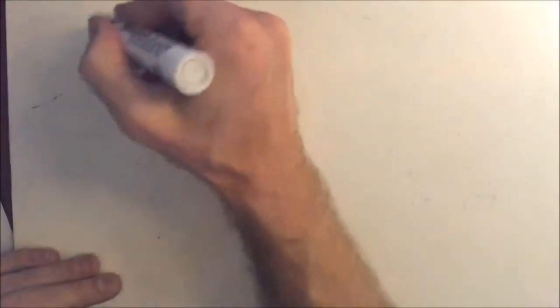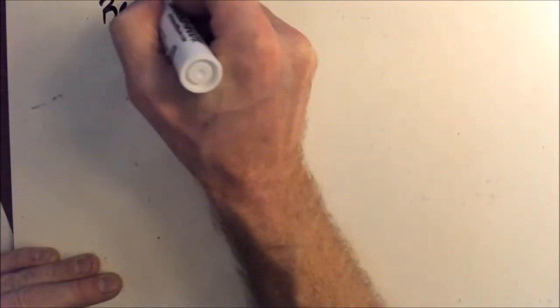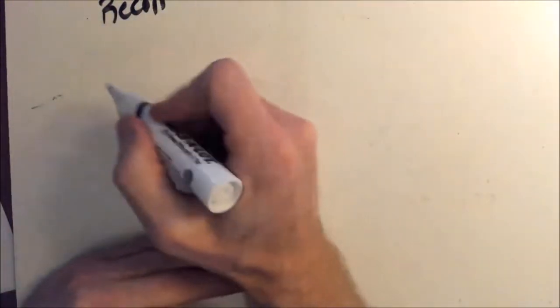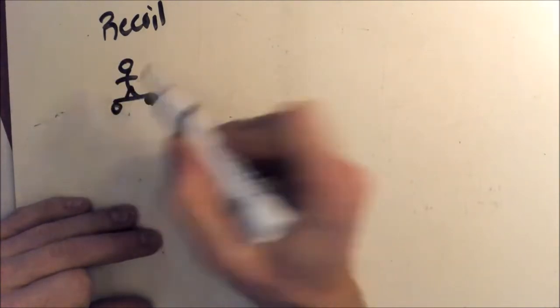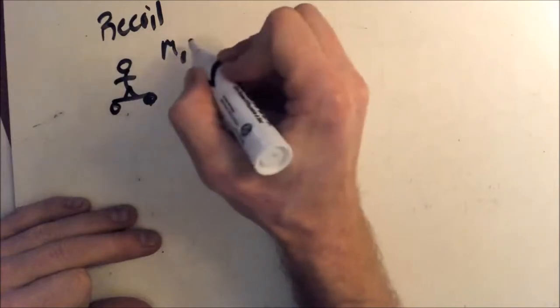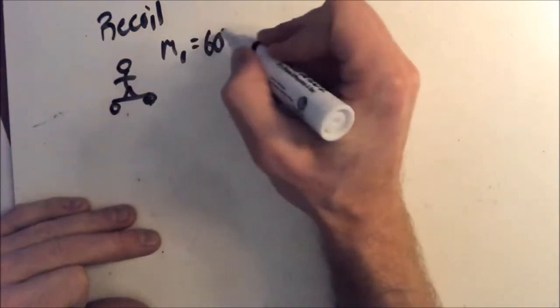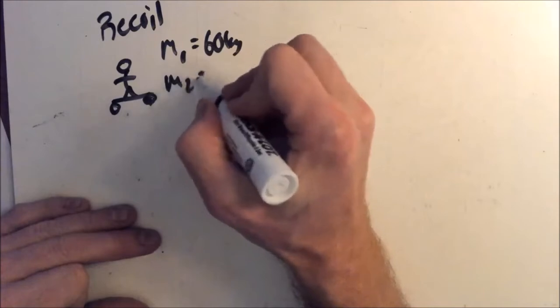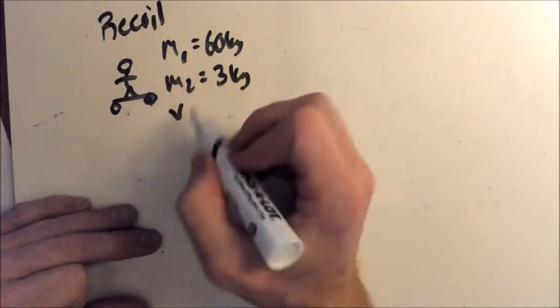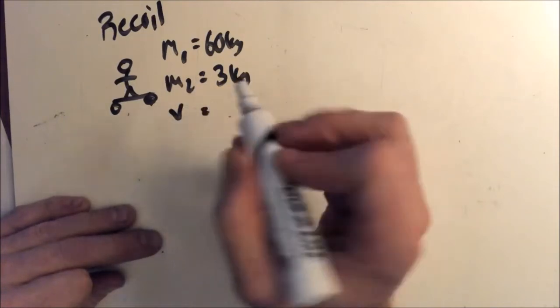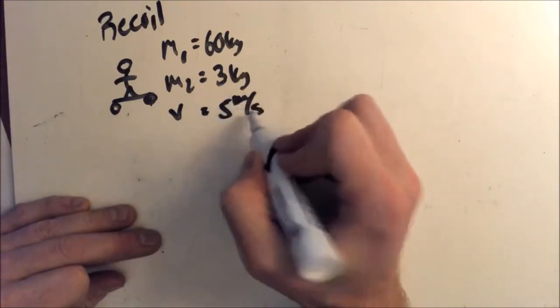Okay, let's do a quick recoil collision. I'm going to make this up as I go along, so if it doesn't work out, tough. Boy on a skateboard. Mass of the boy, m1, let's say 60 kilograms. Mass 2, the skateboard, let's say 3 kilograms. And their initial velocity is, let's say, 5 meters per second.